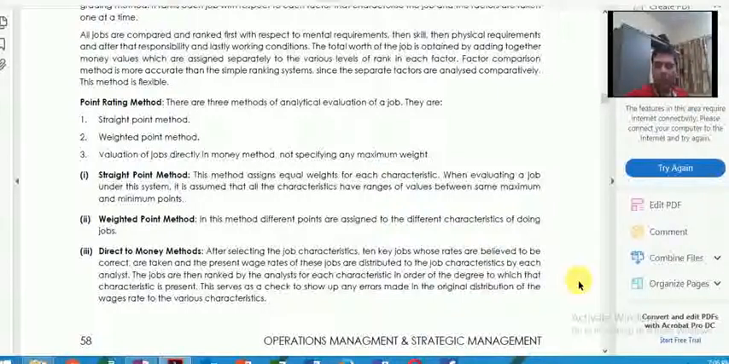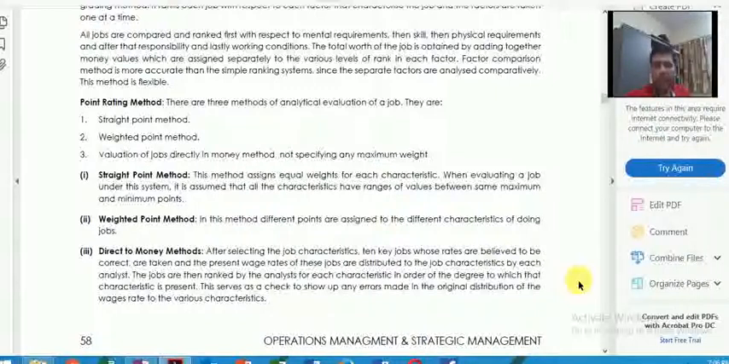Say, for example, there are 6 characteristics for doing a job, then these 6 characteristics or 6 requirements will be given 6 weights. Every characteristic will get its weightage, and then the evaluation of the job is done considering all these 6 characteristics, with minimum possible points for one characteristic and maximum possible points for another. This is the straight point method.